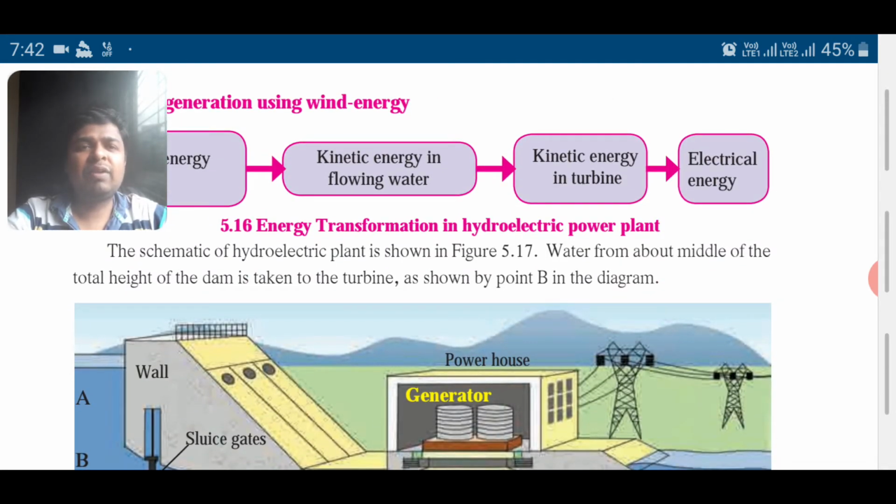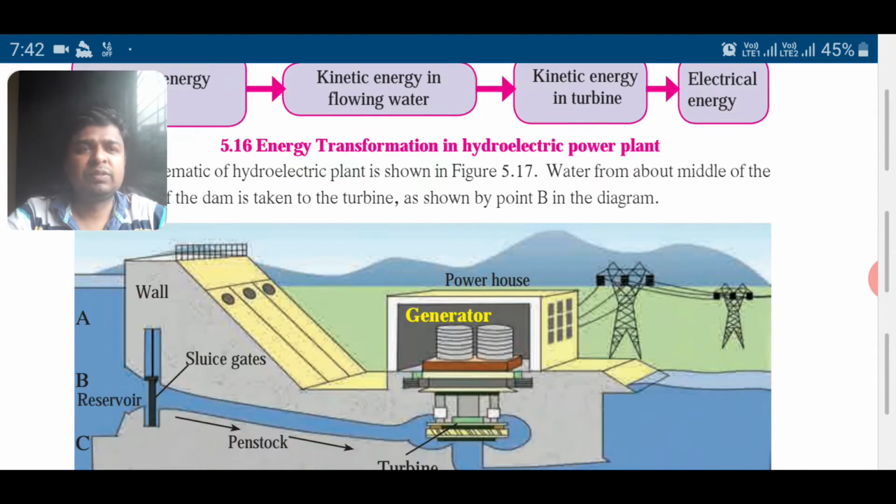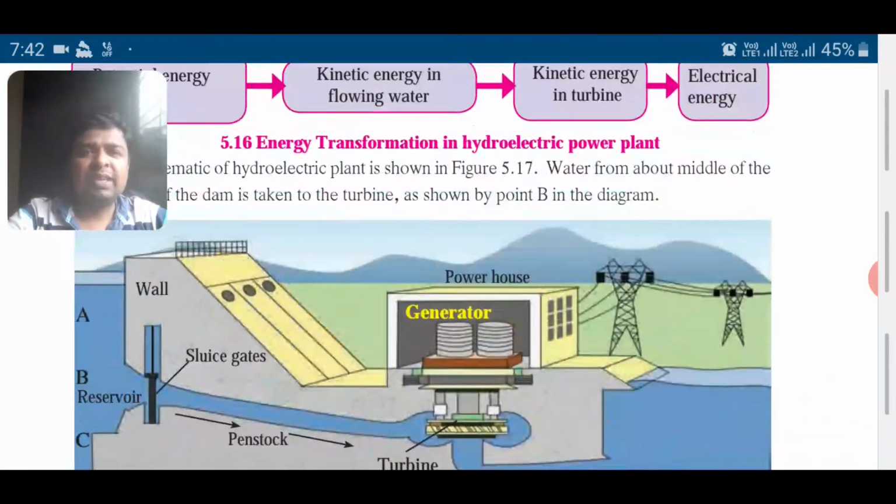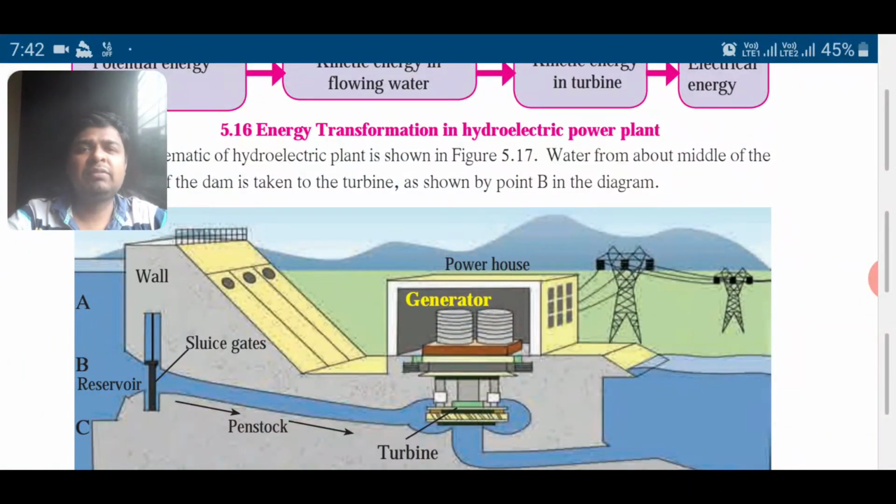Now the schematic of a hydroelectric power plant is shown here. You can see that there is a wall, and at the bottom there is a sluice gate, a gate which can allow the water to pass. The reservoir, points A, B, C, turbines and generator are there. If you see point B, it has water above it, so there will be water pressure on it, and there is gravity also because there is a slope. So from the reservoir, from point B, the water comes down and rotates the turbines, where it produces electricity, and then is flown outwards.